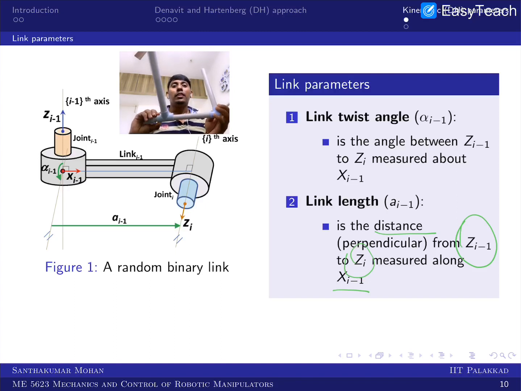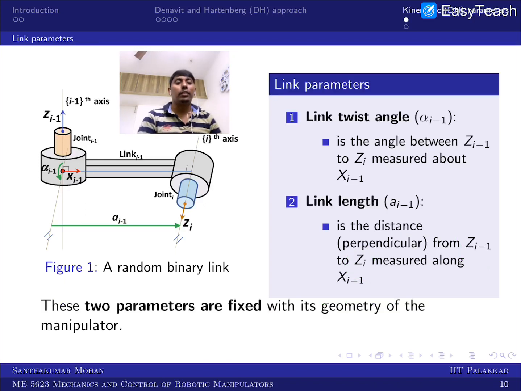So in the sense, this is what you fix as two joint axes: the link length and the link twist are fixed. In the sense, these two parameters are geometrical parameters. So these two are fixed. Okay. Why are we fixing them?